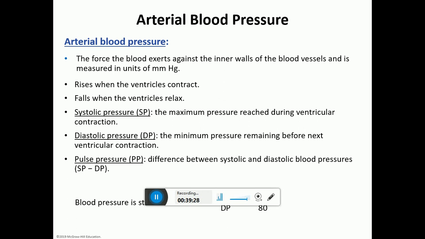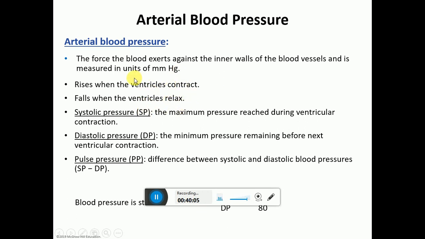We'll talk a little bit about arterial blood pressure. So by default, when we say blood pressure, we are talking about the pressure in the arteries. Okay, and arterial blood pressure is defined as the force that blood exerts on the inner wall of the blood vessel. So as the ventricles contract, the blood is pushed into the arteries, and there is a force pushing on the inner wall of the blood vessel, and that would be your blood pressure. It increases when the ventricles contract, and it falls when the ventricles relax.